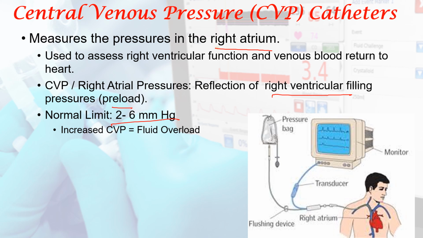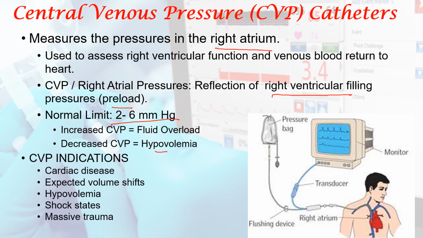When the CVP increases, otherwise central venous pressure increases, there is a fluid overload, otherwise excess fluid accumulation in the right ventricle. In this situation there is increased central venous pressure. And the situation where there is decreased central venous pressure is hypovolemia, where there is decreased right atrial or right ventricular filling. Then what are the indications for central venous pressure monitoring? First is cardiac disease, next expected volume shift, hypovolemia, shock and massive trauma. In these situations we monitor the patient's parameters through the central venous line.